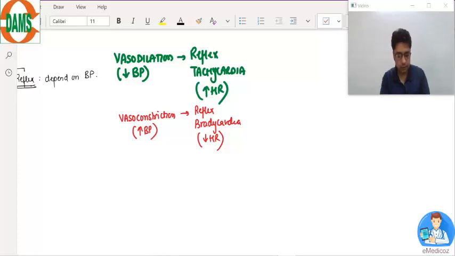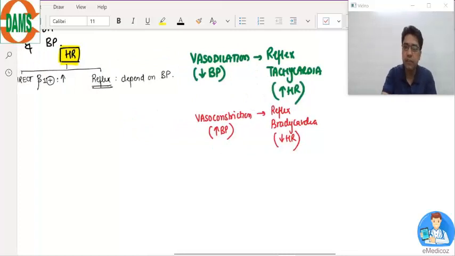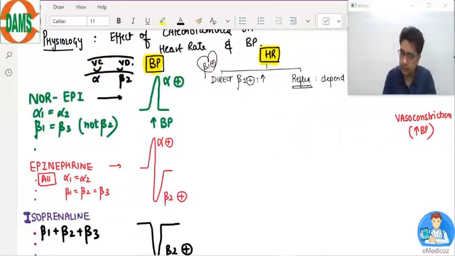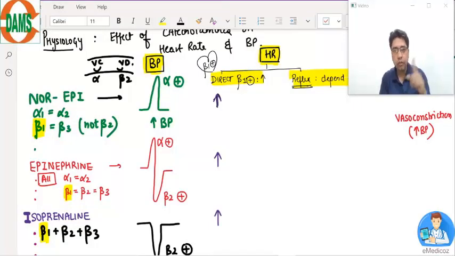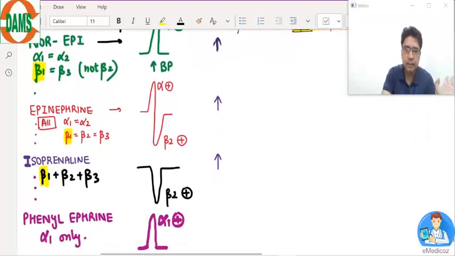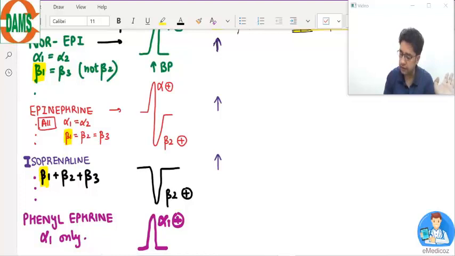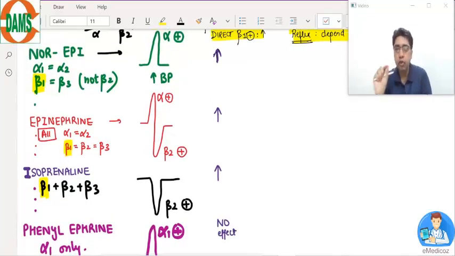Now, let's see what will happen to the heart rate when you give these drugs. Tell me, what about the heart rate with norepinephrine and epinephrine and isoprenaline? Can we say they all act on beta 1 receptor? They all act on beta 1 receptor on the heart and they will increase heart rate. What about phenylephrine? It will have no effect on heart, because it does not act on beta 1 receptor.